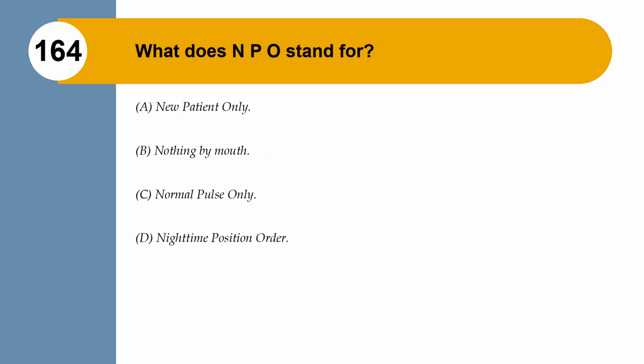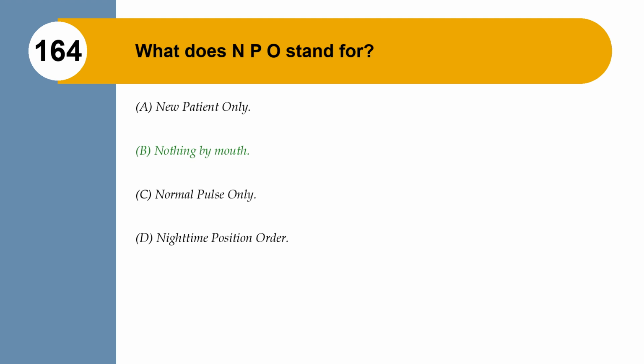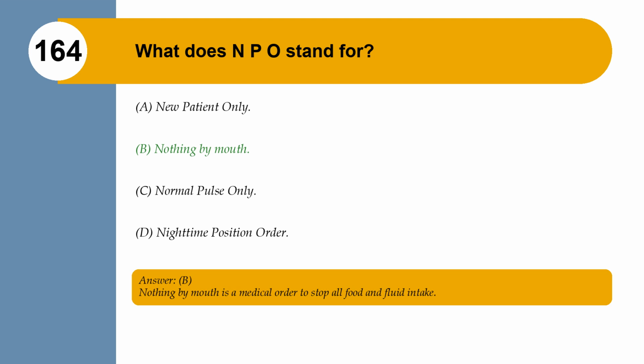Question 164. What does NPO stand for? Option A, new patient only. Option B, nothing by mouth. Option C, normal pulse only. Option D, nighttime precision order. The correct answer is option B, nothing by mouth. Explanation: nothing by mouth is a medical order to stop all food and fluid intake.